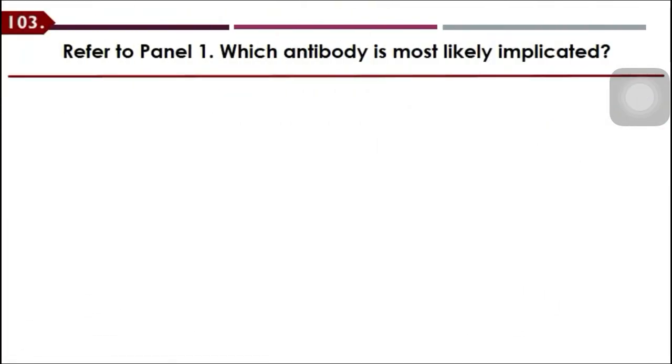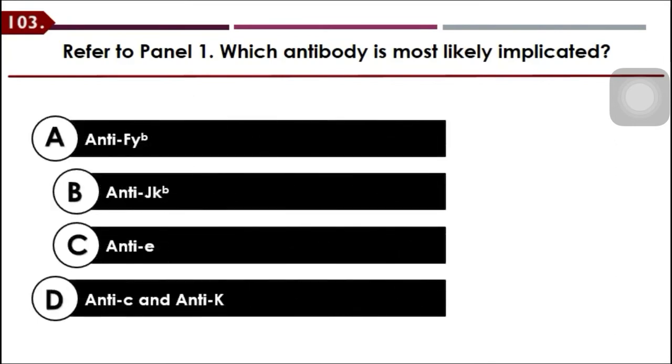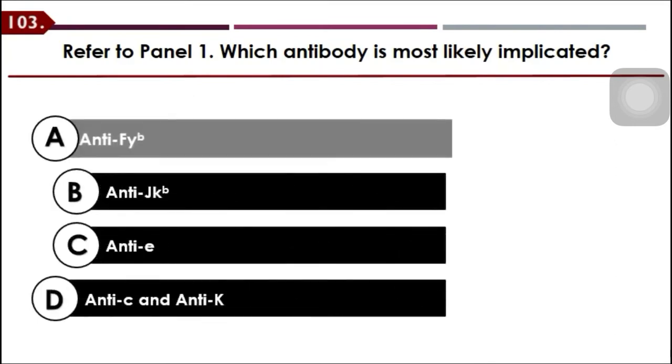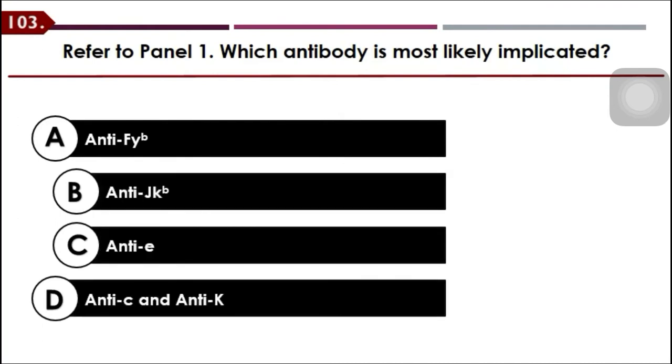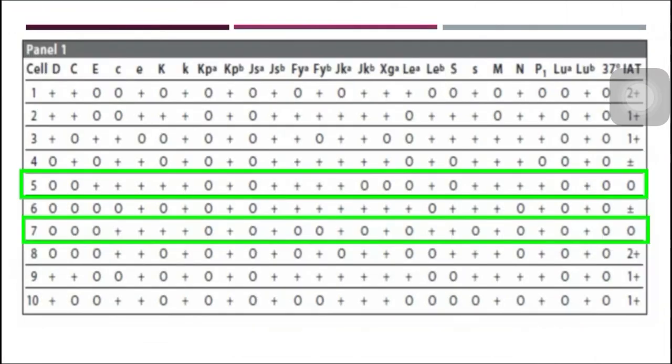Number 103, refer to panel 1, which you have in your paper. Which antibody is most likely implicated? Given the following antigram, is it letter A, anti-Duffy B, letter B, anti-Kid B, letter C, anti-E, or letter D, anti-C and anti-K? For number 103, the answer is letter B, anti-Kid. Why is that? Bakit anti-Kid B yung answer?